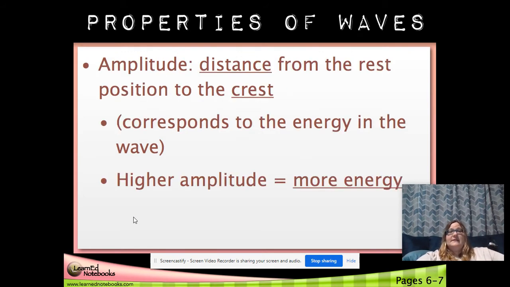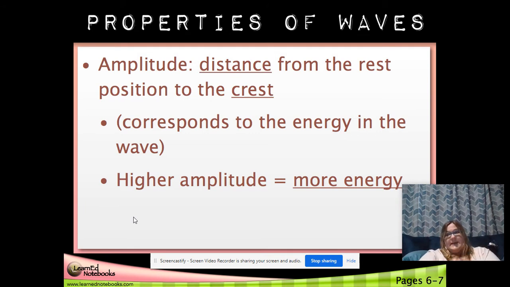Amplitude is the distance from the line of rest position to the crest. It corresponds to the energy in the wave. Bigger amplitude, more energy. So you have the line of rest. If everything in the ocean could be perfectly still, this would be the line of rest, and then the waves going up and over, that is creating the amplitude. Higher wave, more energy, because it's the same type.